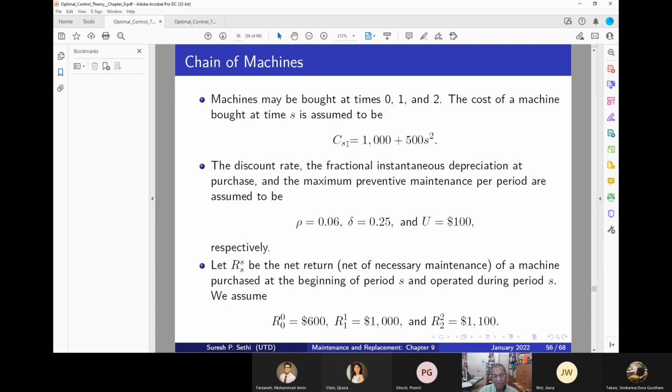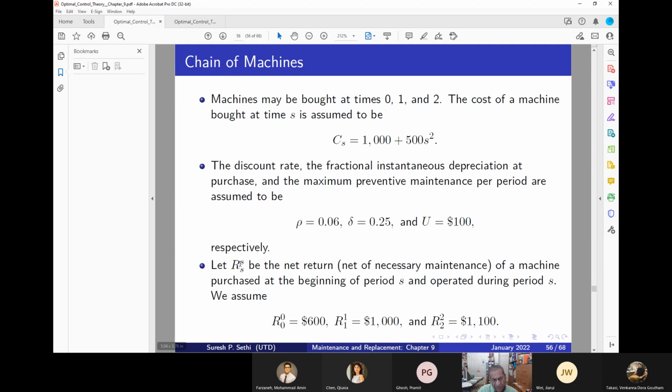And so if I buy the machine at period 0, I will pay 1,000. If I buy at 1, then I will pay 1,500. If I buy at 2, then I'll pay 4 times 5, 2,000 to 3,000. So machine price is increasing this way. But you can also write a table, three numbers, 0, 1, and 2. You can do that, but I want to do it this way. Rho is 0.06, delta is 0.25, u is 100. So this is no problem.